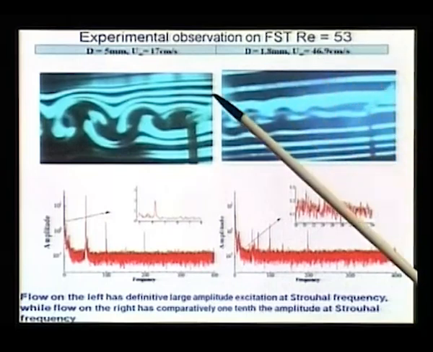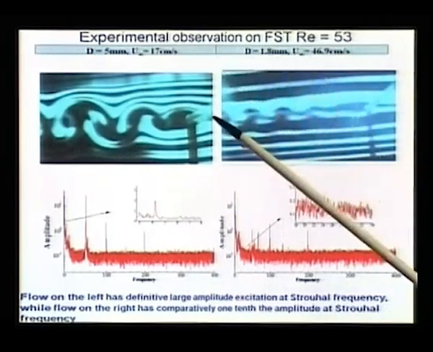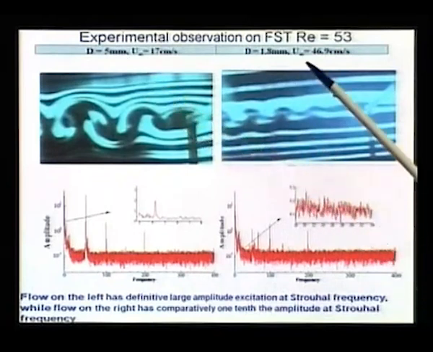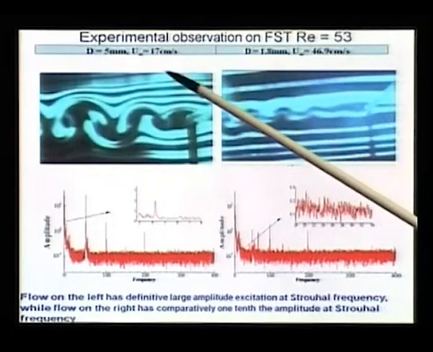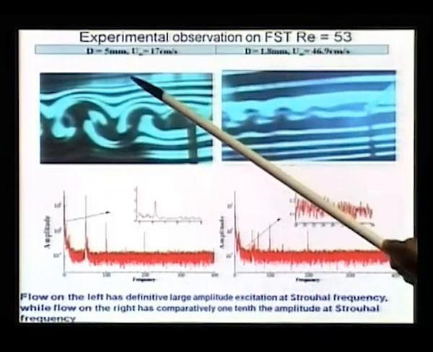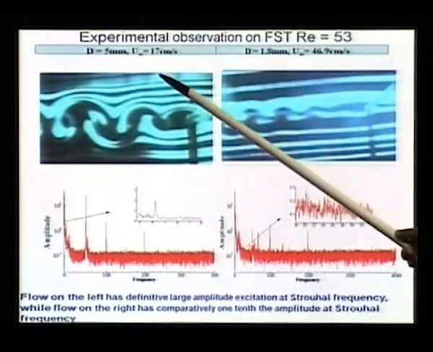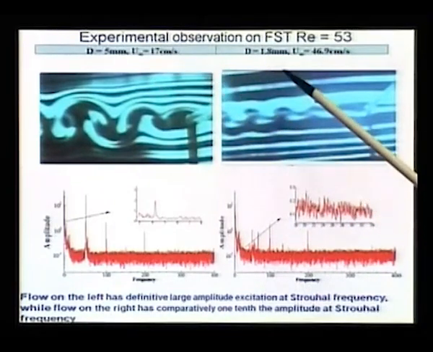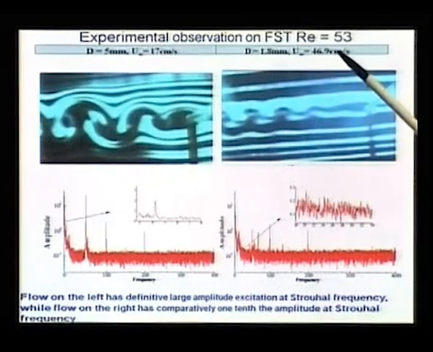This Reynolds number was achieved for two cylinders of two different diameters, one with 5 mm diameter, the other 1.8 mm diameter. The higher diameter cylinder allows you to run the experiment at a very small tunnel speed of 17 centimeter per second. When you reduce the diameter, you run it at 46.9 centimeter per second.